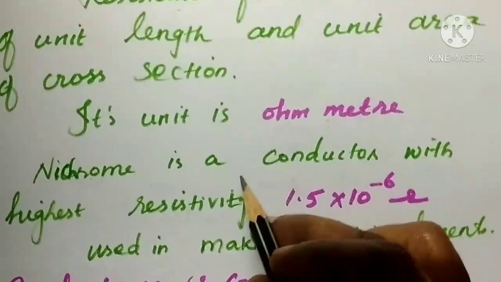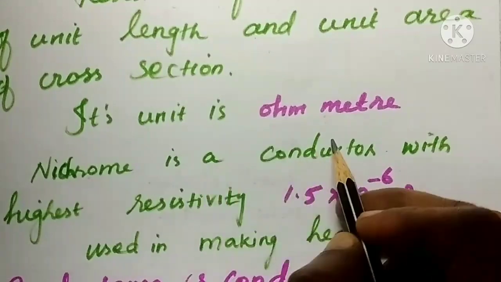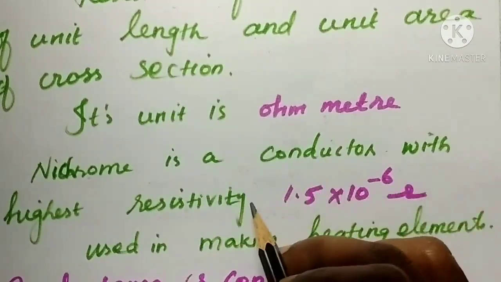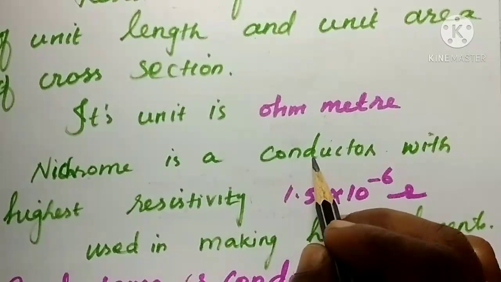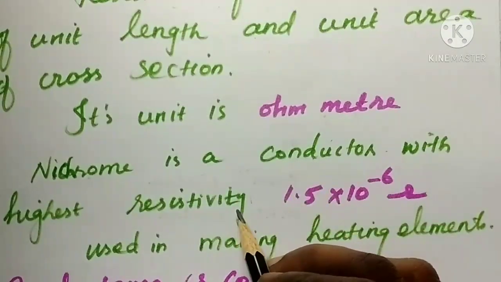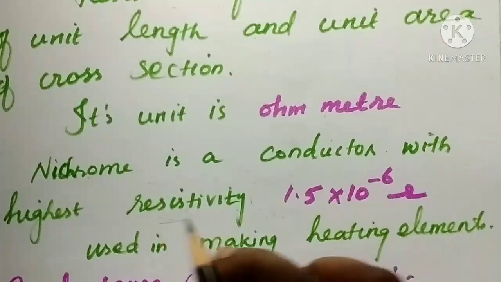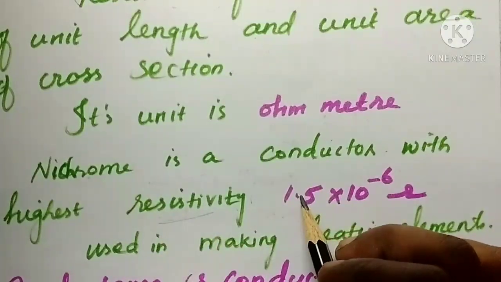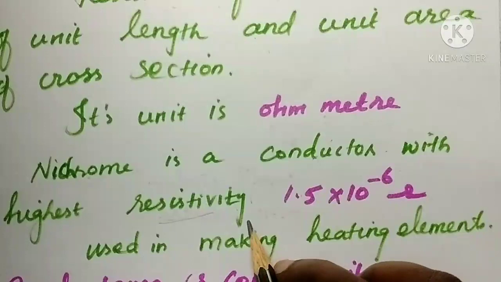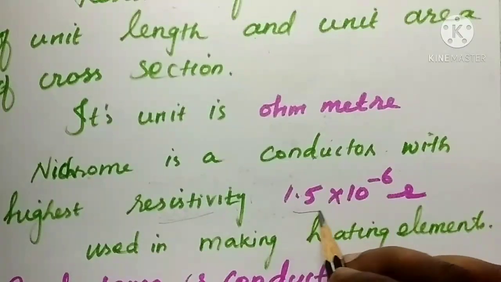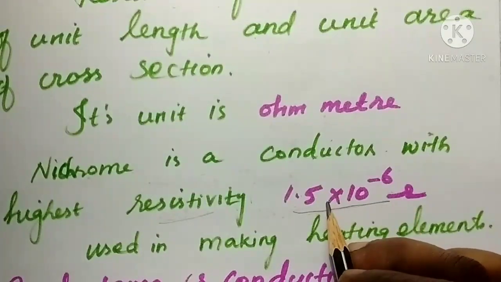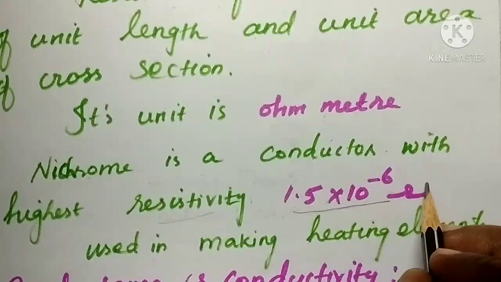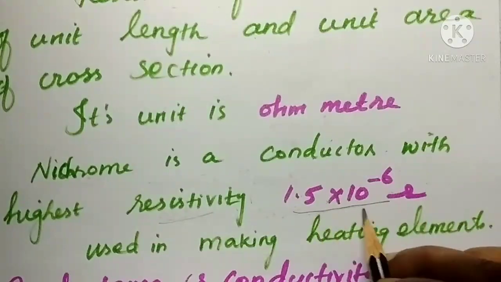Here is one example they gave: nichrome is a conductor with the highest resistivity. Okay, because nichrome wire is a conductor. What is that resistivity value? That is the highest resistivity value. Nichrome is a conductor but it has the highest resistivity. What's the value? 1.5 into 10 to the power minus 6 ohm meter. Okay, note it for this one word question.